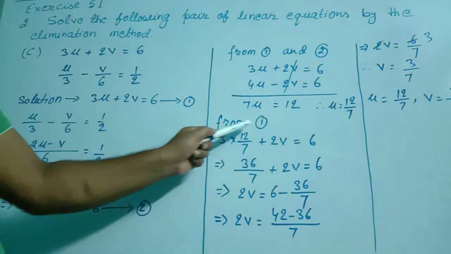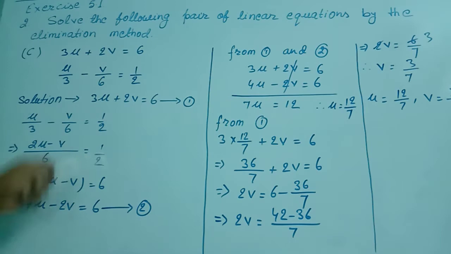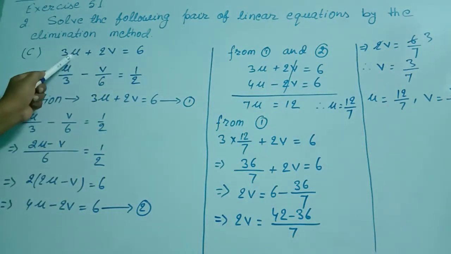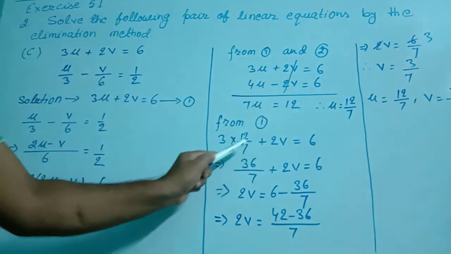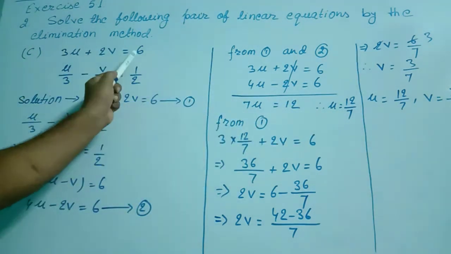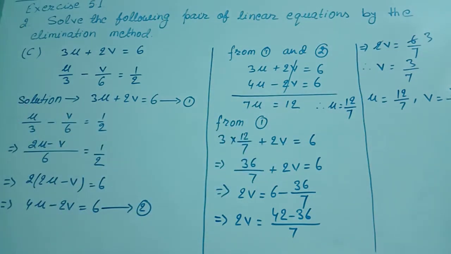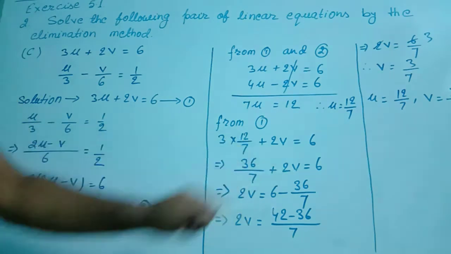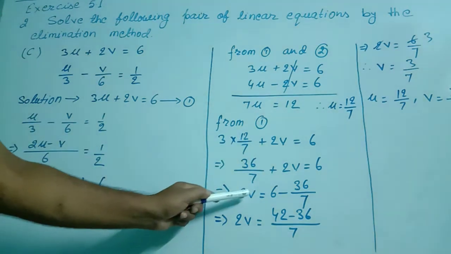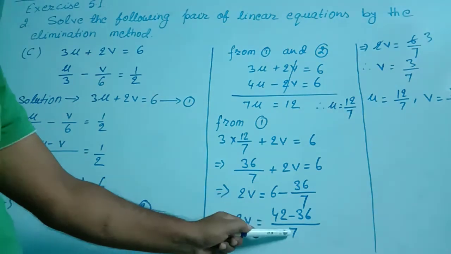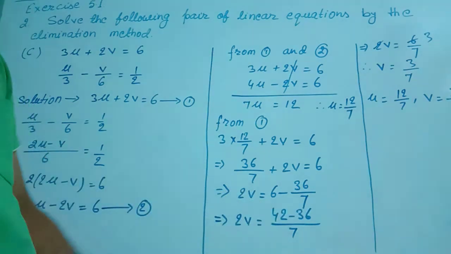Now I used equation number 1, that is 3u plus 2v equal to 6. At the place of u, I kept the value of u, 12 by 7, so 3 into 12 by 7 plus 2v equal to 6. 12 3s are 36 by 7 plus 2v equal to 6. 2v equal to 6 minus 36 by 7. 2v equal to, this LCM 7, 7 6s are 42 minus 36.